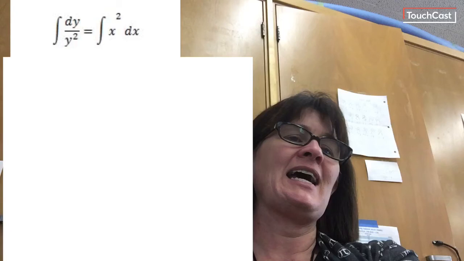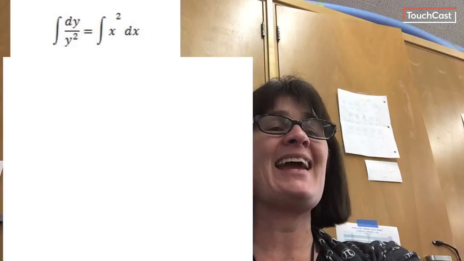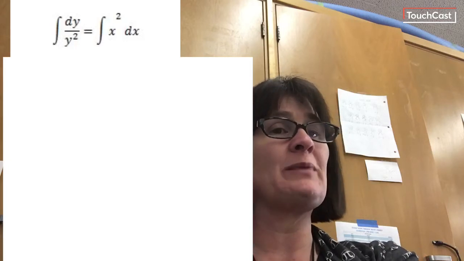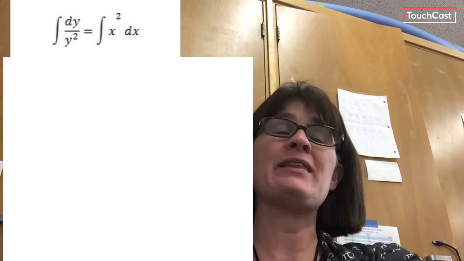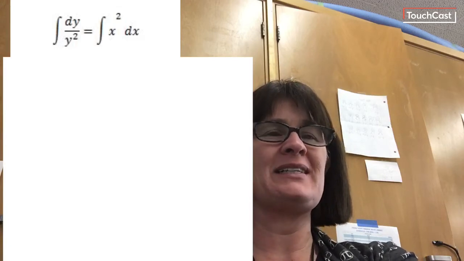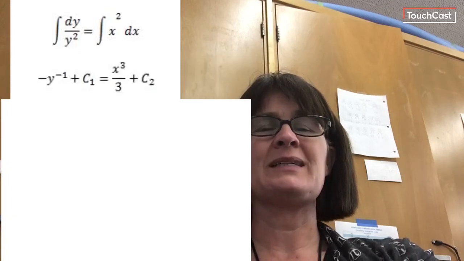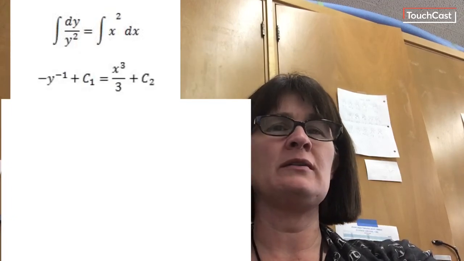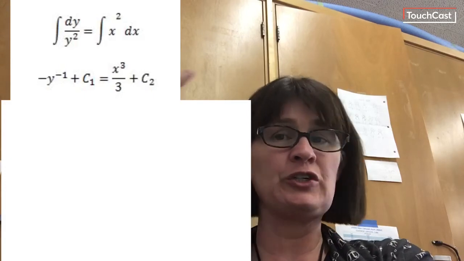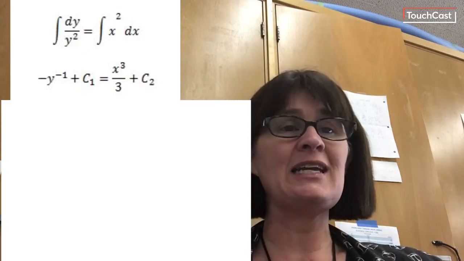So on the left side, I'm going to think of that as y to the negative 2. To find the antiderivative of y to the negative 2, I'm going to use the inverse power rule. I'm going to add 1 to my old exponent and divide by the new exponent. So negative 2 plus 1 is negative 1, and I'm going to divide by negative 1. I'm going to get negative y to the negative 1. On the other side, I'm going to have the antiderivative of x squared, x cubed over 3. And notice that for each of those, I'm going to need a plus c.